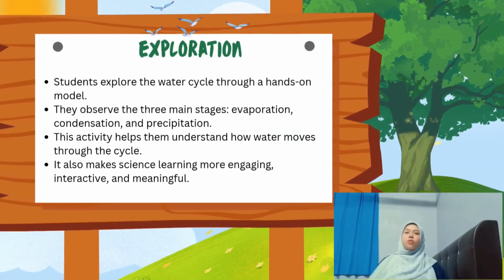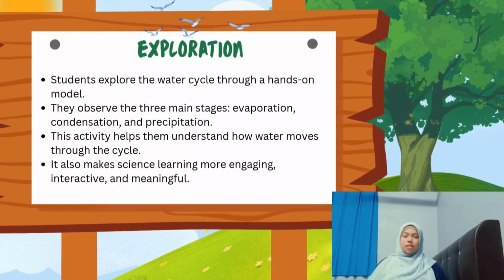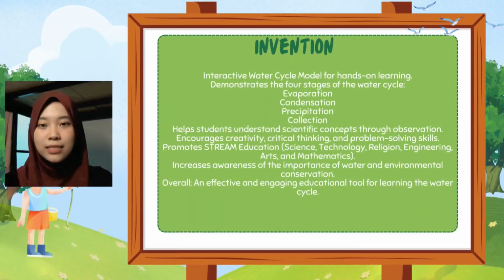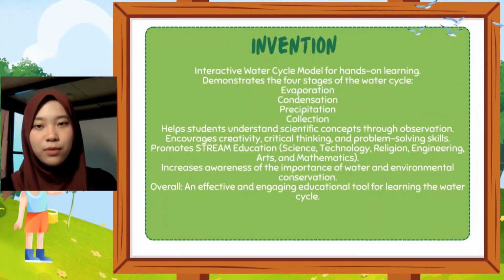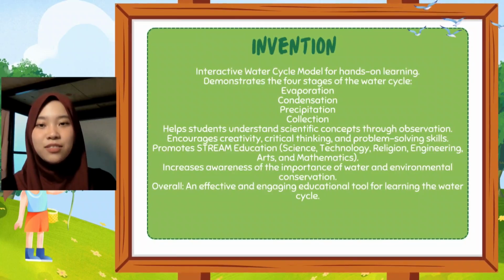Students explore the water cycle through a hands-on model. They learn about the three main stages: evaporation, condensation, and precipitation, by observing how water moves through each stage of the cycle. This activity helps students develop a clearer understanding of the water cycle while making science learning more engaging, interactive, and meaningful. The invention is an interactive water cycle model designed to help students understand the natural water cycle through observation and hands-on learning.